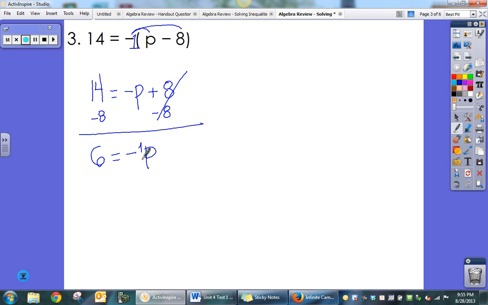Now remember there was that invisible 1 in front of here, so in order to get p just by itself, I have to divide by negative 1. And when I do that, I get negative 6 equals p.